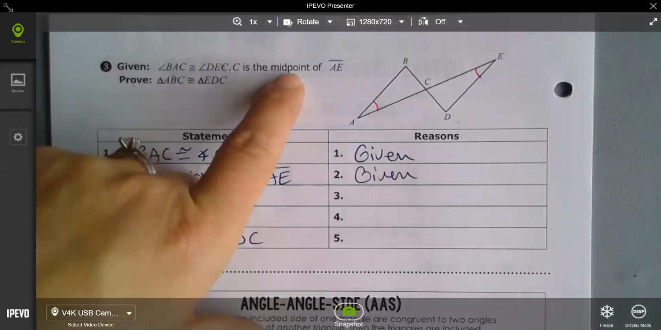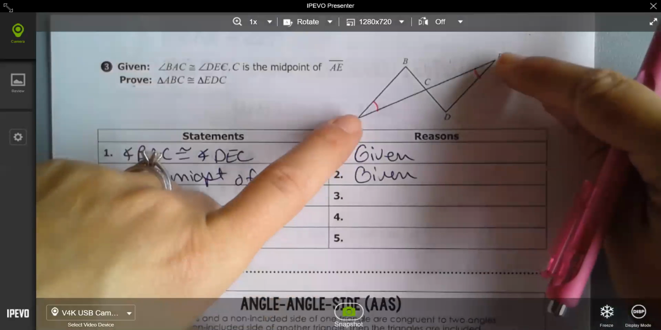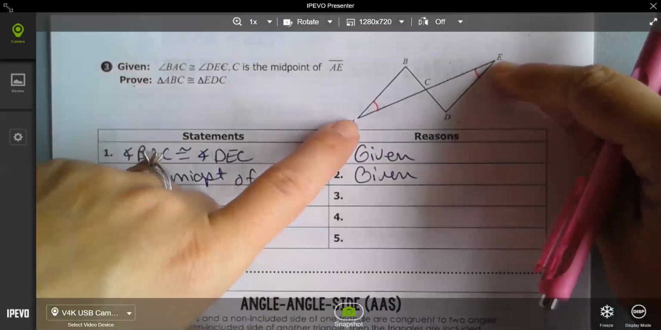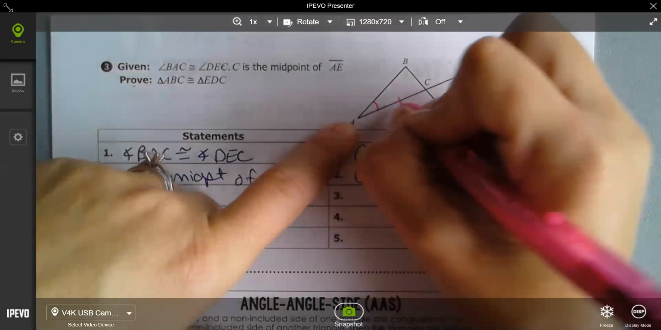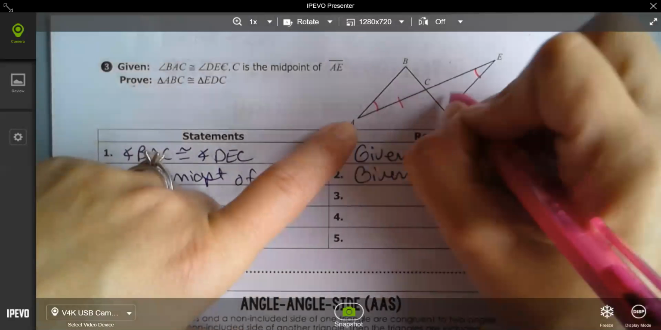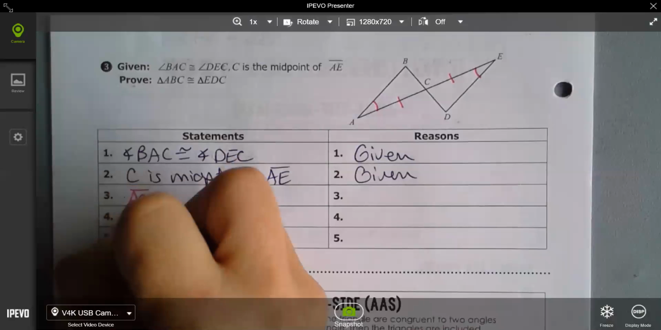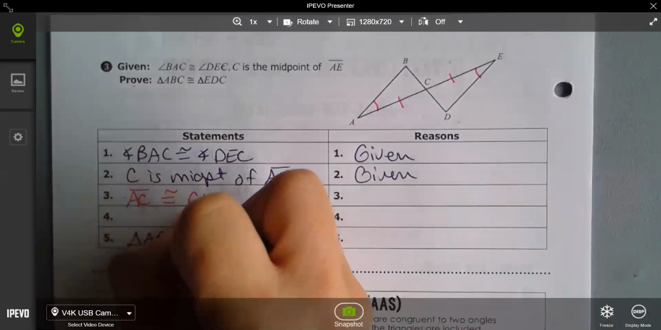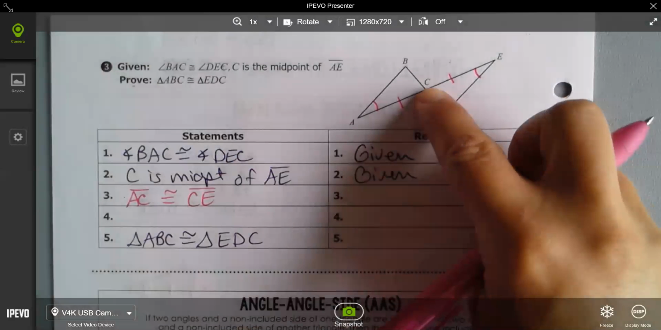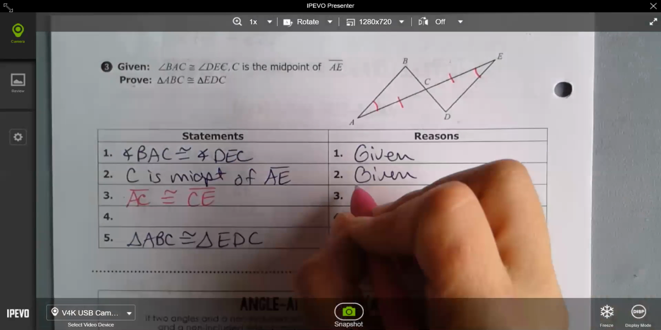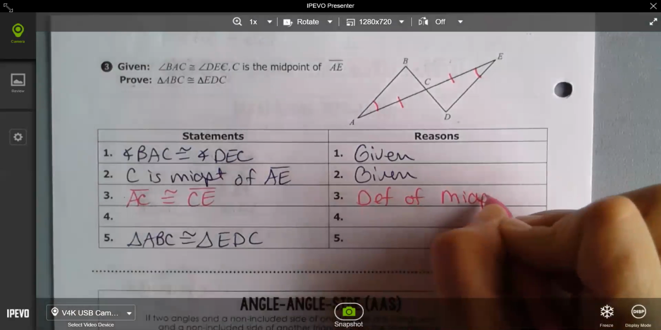C is the middle of AE. So if C is the midpoint or the middle of AE, what am I allowed to say? AC is congruent to CE. AC is congruent to CE. And how did I know that? I knew that because C was in the middle, and what we have is definition of midpoint.